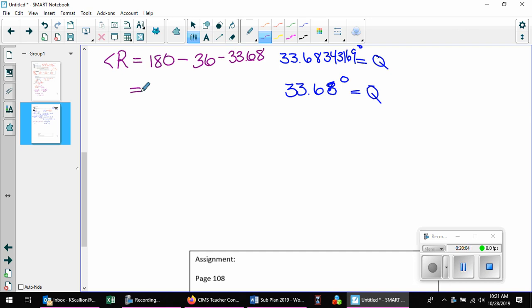It asks me to round angle R. Oh, right? It's going to work out the same way though. This would be 110 degrees. So again, it's really important that you pay attention to what the question's asking you to do, because that's important. Okay. That's it. That's all. We're done.